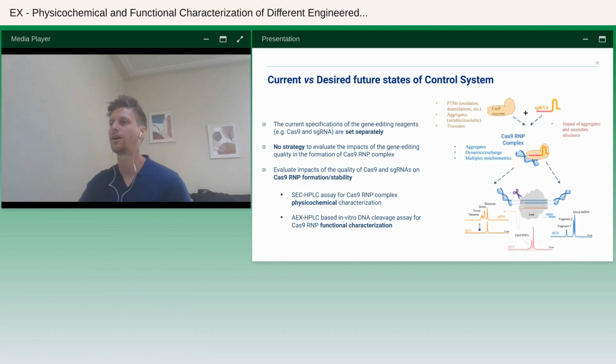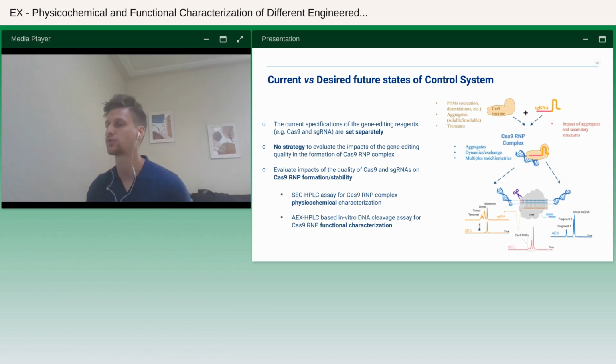So currently, the specifications of the gene editing reagents, meaning Cas9 and guide RNA, are set separately. For example, for Cas9, we need to determine PTMs, aggregates and truncates, and for the single guide RNA, we need to evaluate the impact of aggregates and secondary structure. But we don't have any strategy to evaluate the impact of the two different species on the formation of the Cas9 RNP complex, and basically on Cas9 RNP formation and stability.